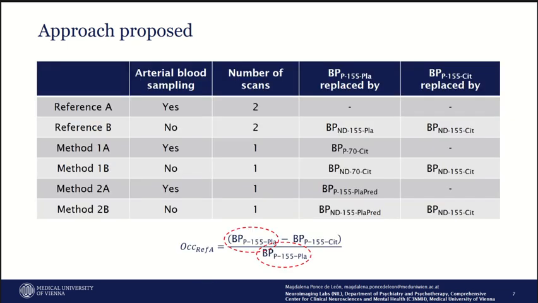This table summarizes what I described before. Both references use 2 scans, while the approaches proposed use only 1 scan. A refers to the use of BPP, while B uses BPND.